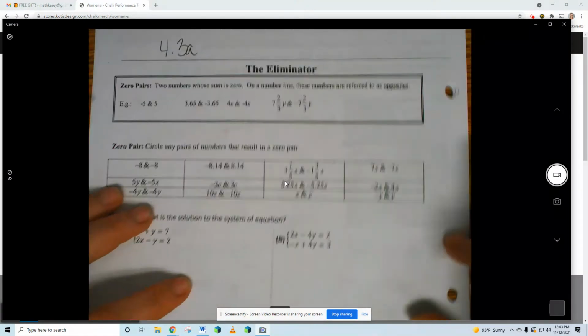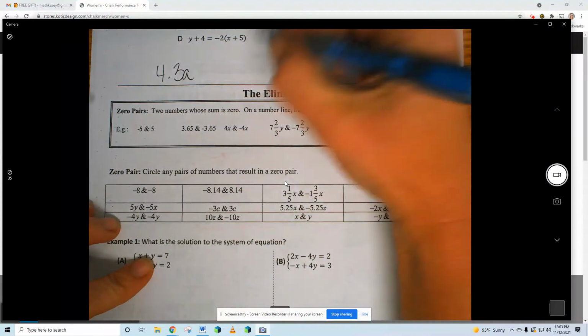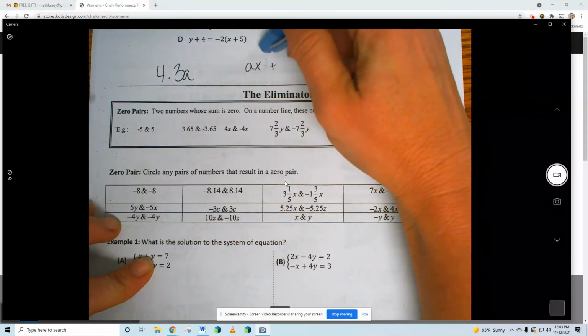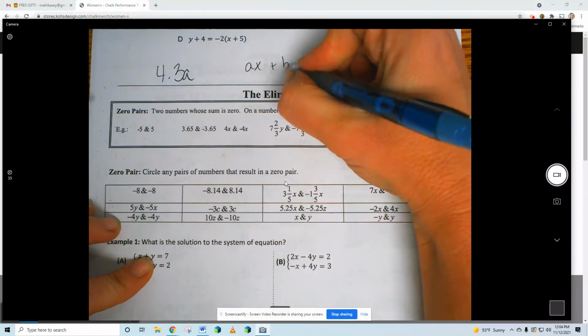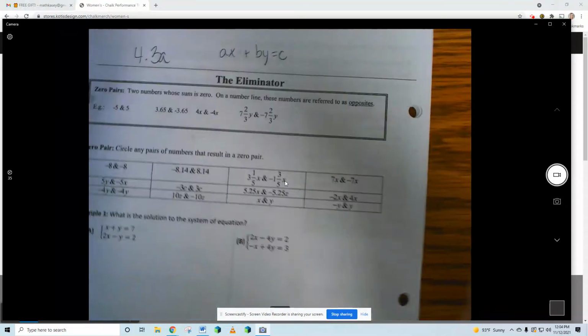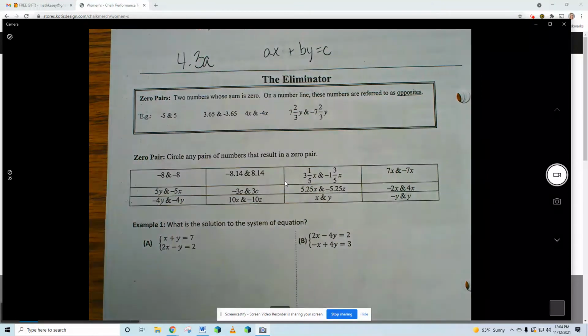Just a recap, standard form is going to be ax plus by equals c. Standard form. The first vocab word I want to talk about is a zero pair.